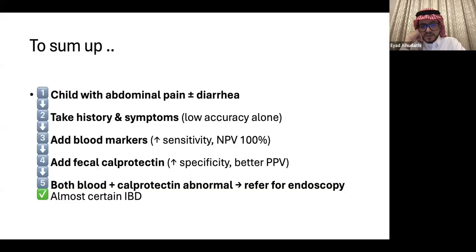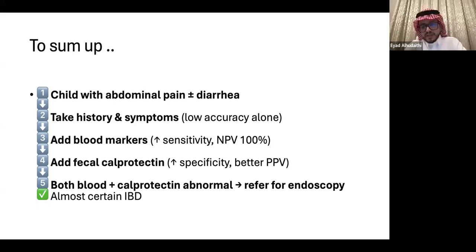So this is to sum up. If you happen to have a patient with chronic abdominal pain and diarrhea, take the history and complete the assessment. If you add calprotectin to that, it will make you proceed to endoscopy.